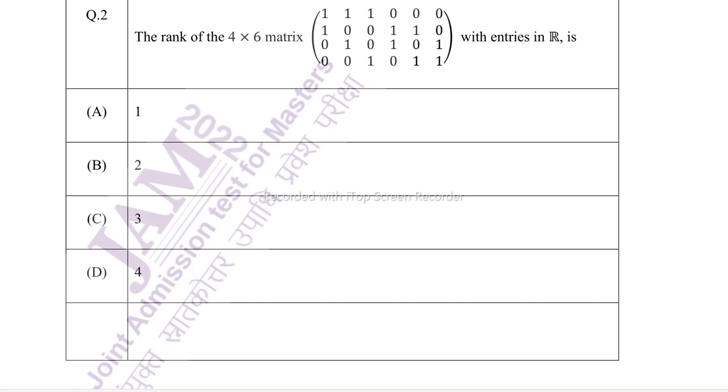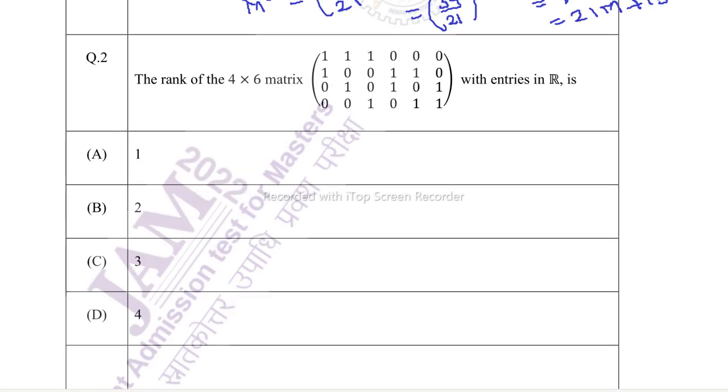Now look at the second question. The rank of the 4 by 6 matrix. So we have to find the rank of this matrix. The simple way is to apply elementary row operations on this matrix. You finally get a row reduced echelon form.